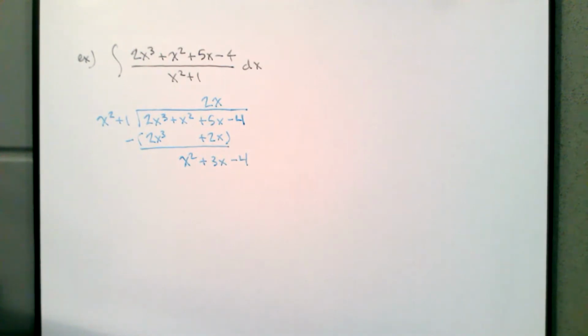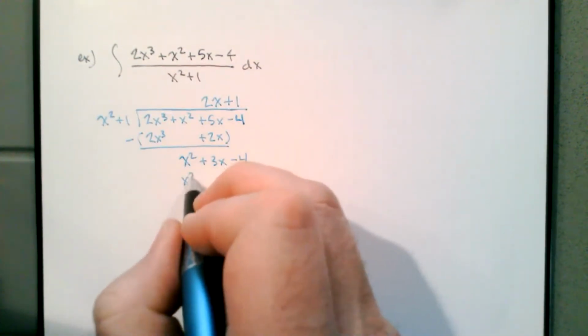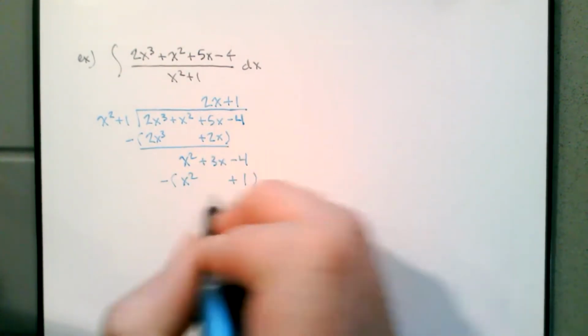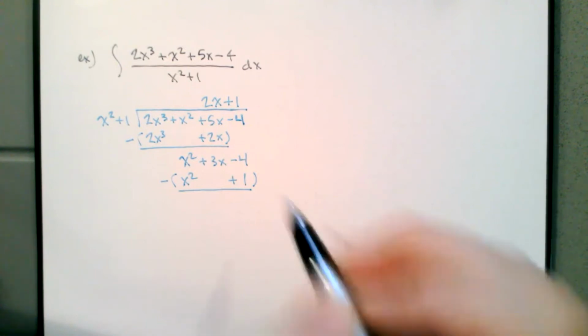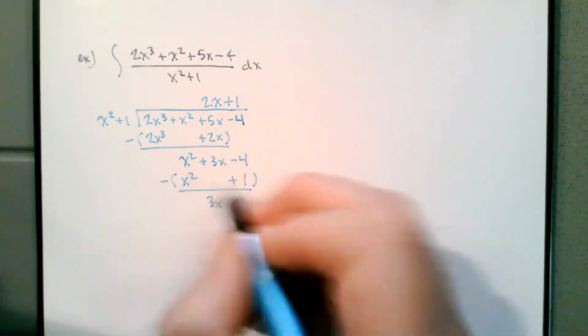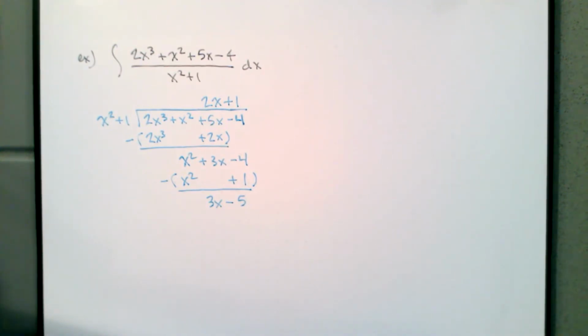Now we just repeat the question. How many times can I subtract x squared from x squared? And I can do that 1 time. So 1 times x squared is x squared. 1 times 1 is 1. And then we subtract. x squared minus x squared is 0. That's what we wanted to happen. 3x minus 0 is 3x. And negative 4 minus 1 is negative 5. I can no longer subtract x squared from the remainder, so 3x minus 5 is going to be my remainder, because I can't subtract x squared without writing fractions.